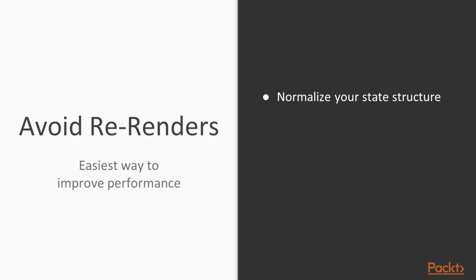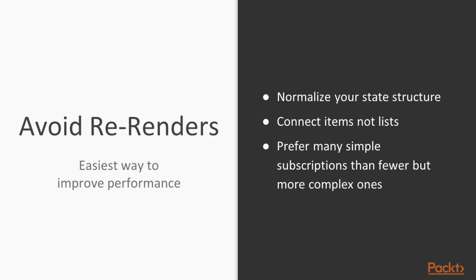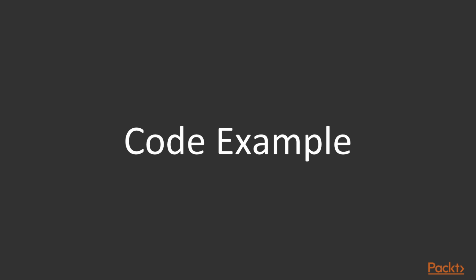Normalizing your state structure helps you avoid nested data structures that end up causing more re-renders. When rendering a list of items, we should prefer to connect each individual item to the store instead of connecting the list. Following the same idea, we should prefer having multiple subscriptions to the store instead of a few that pass a large number of props to many children. I'll show you a code example where I refactored our application to apply these principles.